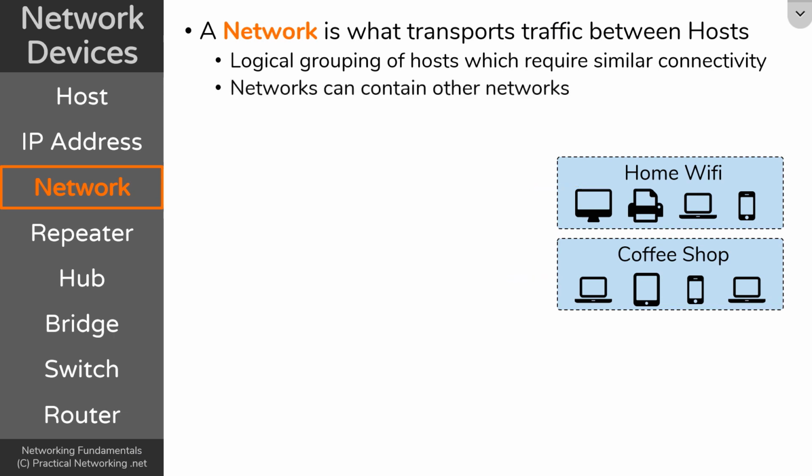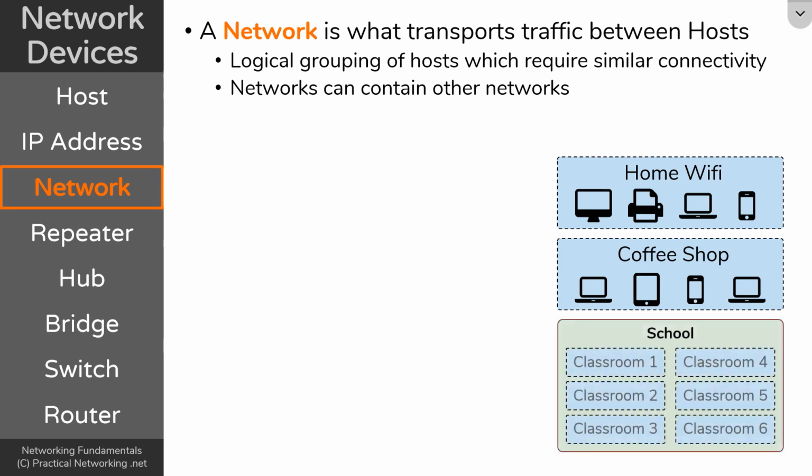Now, networks can also contain other networks. For example, you probably have a school not too far from where you live, and that school has its own network. But within that school are a bunch of classrooms, and it's very possible that inside each of those classrooms, all the hosts in each classroom are grouped up into their own network. Now, these networks within other networks are sometimes referred to as subnetworks or subnets, and this is a very common occurrence on the internet.